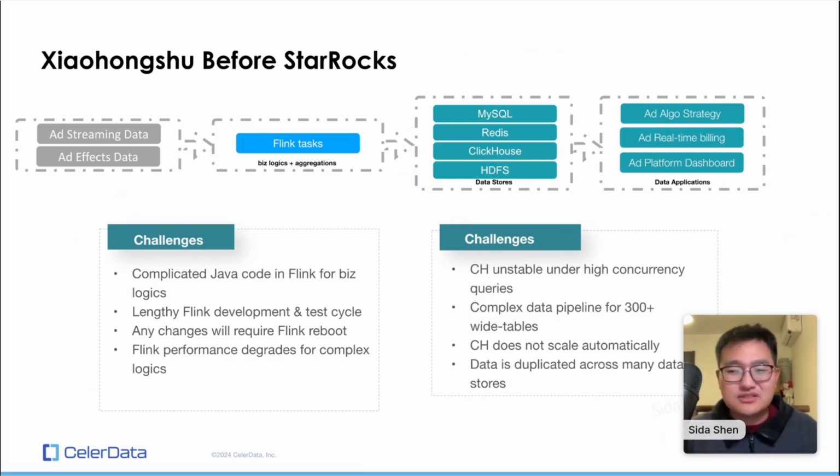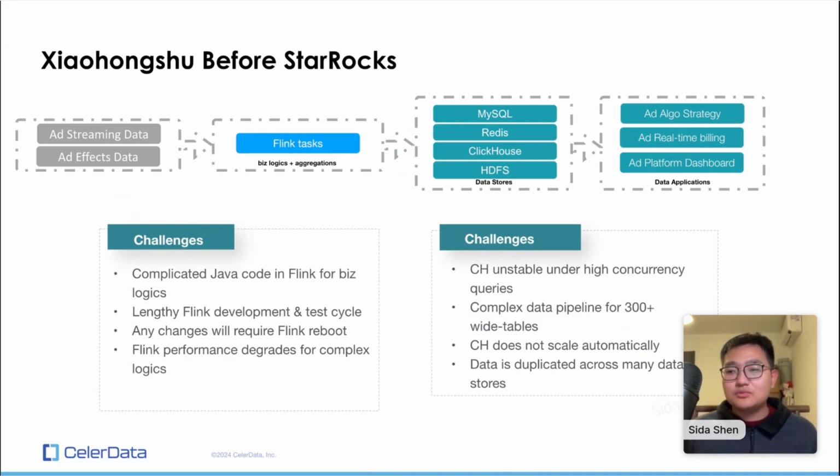Also, ClickHouse does not really scale automatically, meaning that you have to manually adjust and redistribute the data every time you add a new node. That was a lot of work for them because their ClickHouse cluster was pretty big.